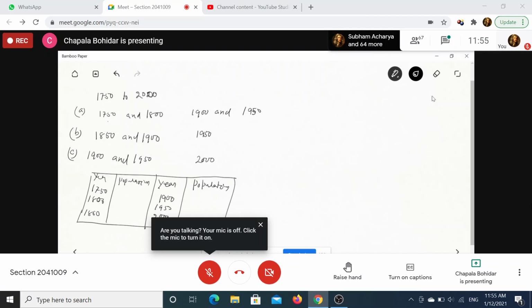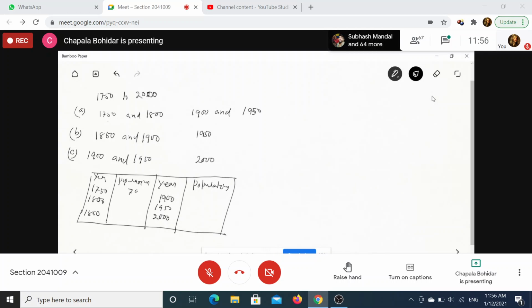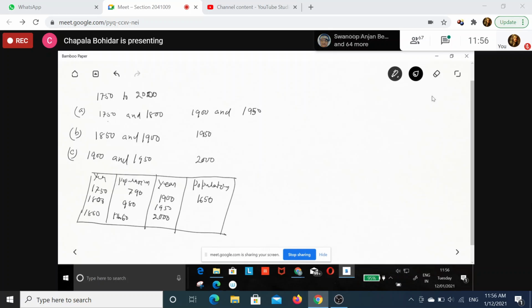2,000. The population here it is given 790. Here it is given 980. Here it is given 1,260. Here it is given 1,650. Here it is given 2,560. Here it is given 6,080.